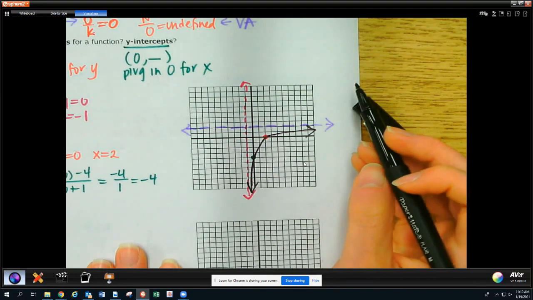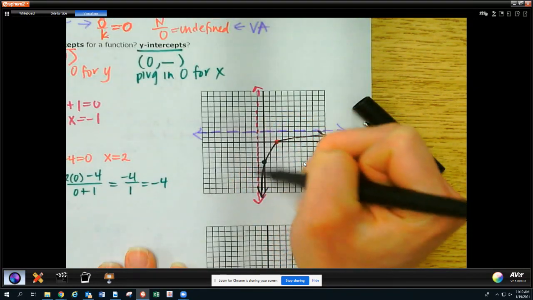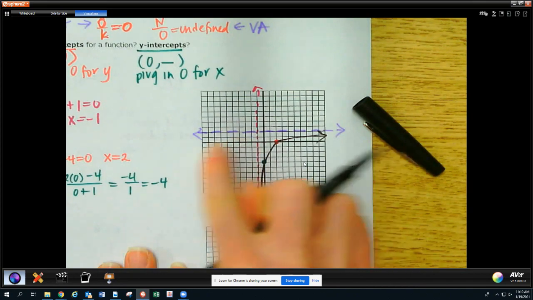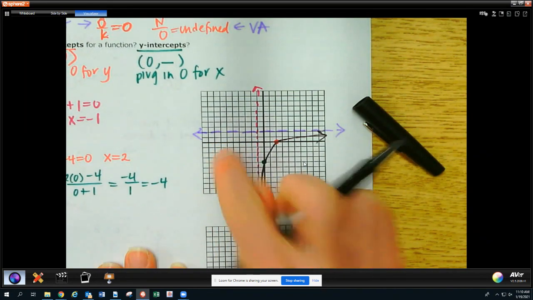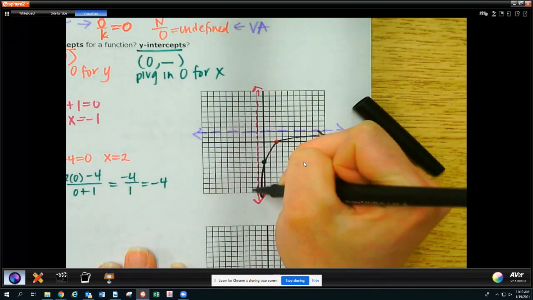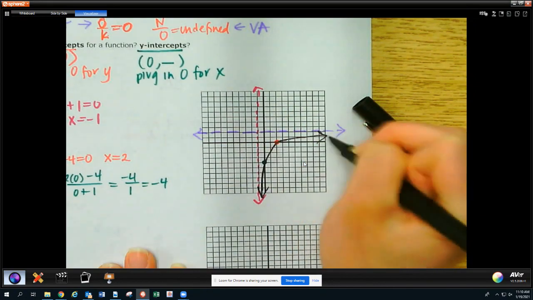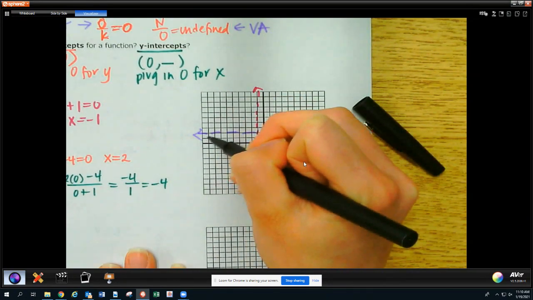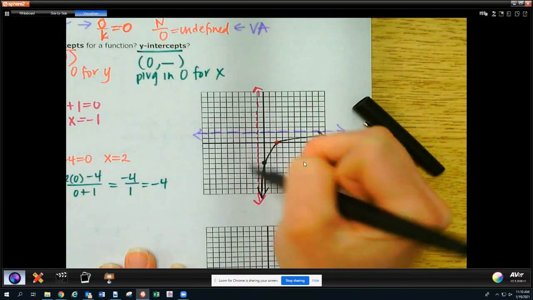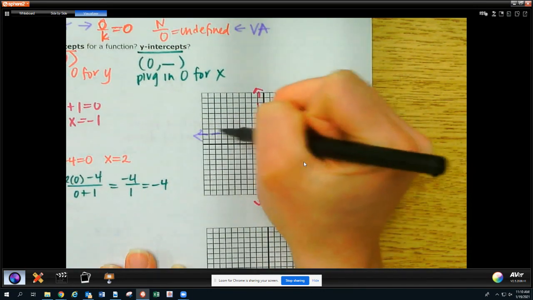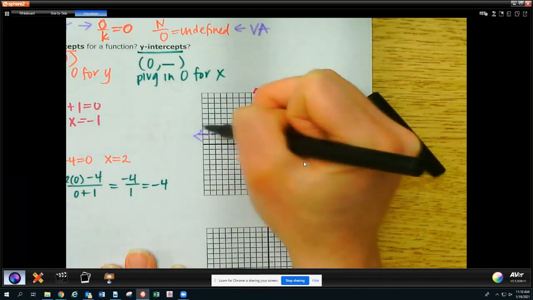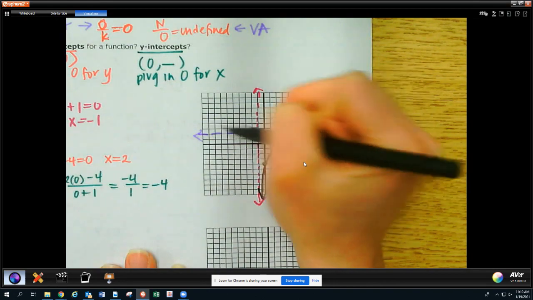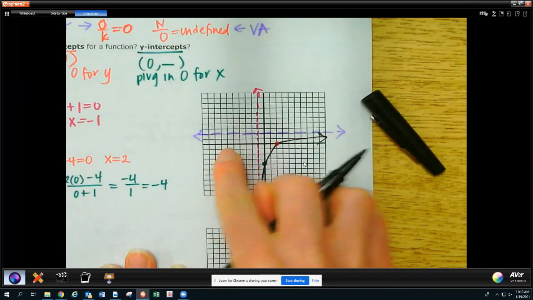The other branch, it could be down here, but I know it's not because I don't have any more x-intercepts. If there was another x-intercept, I would know it was down here in this quadrant, but I know it has to be up here because I don't have another x-intercept.